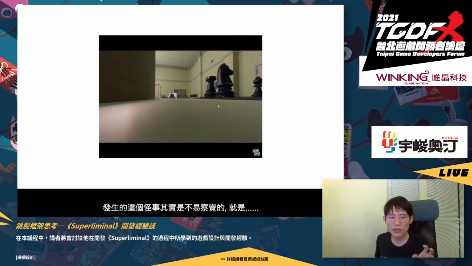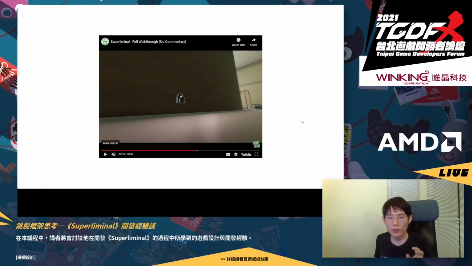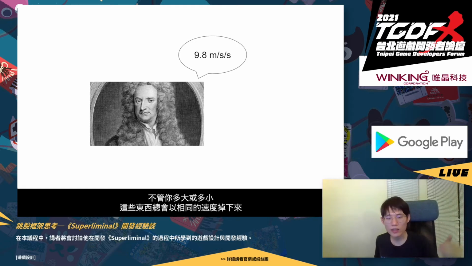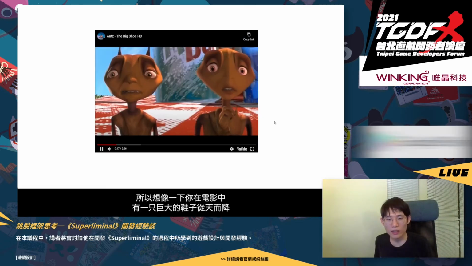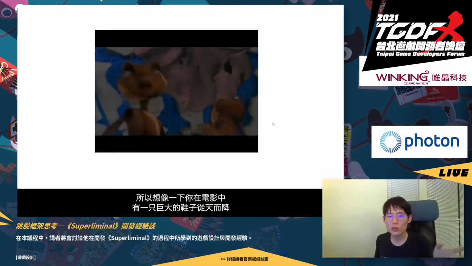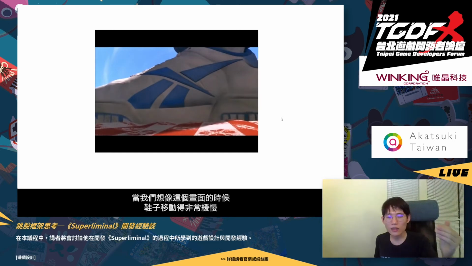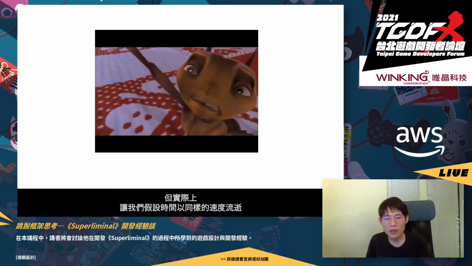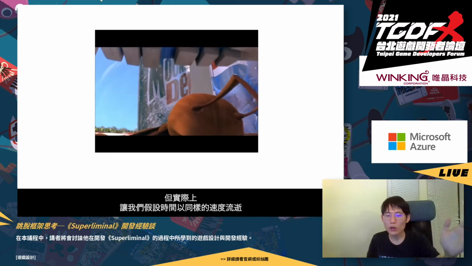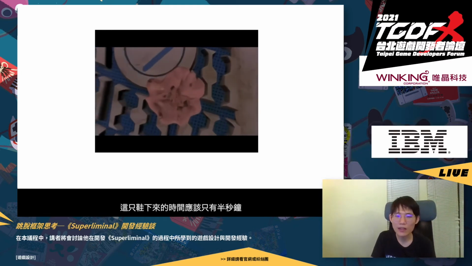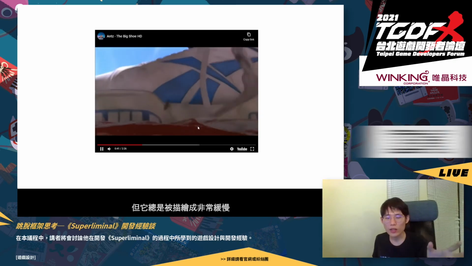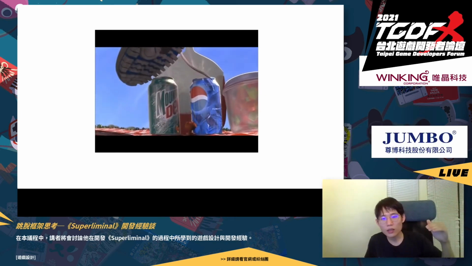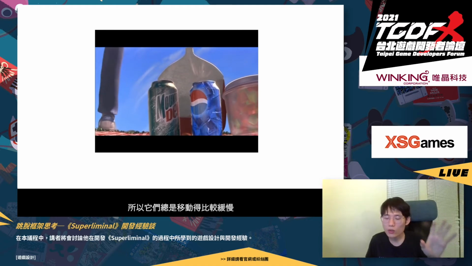And the weird thing that happens is actually pretty subtle, which is that gravity in these cases is always constant. So things are always falling at the same rate, no matter how small or large they are. Imagine you're in a movie and there's a giant shoe coming from the sky. Usually when you picture it, the shoe is moving super slowly, right? But in reality, if time is going at the same rate, this shoe should come down in like half a second. But it's always portrayed as something very slow. And the reason is because in real life, we're used to large objects moving at a certain speed, so they're always slower.